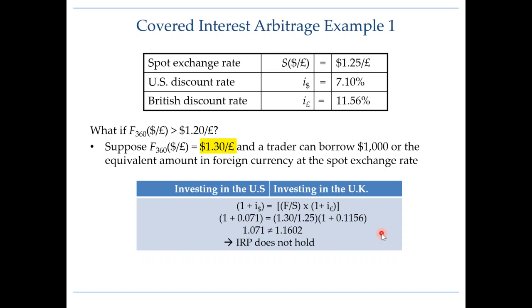So the next step is then going to be where we should borrow and where we should invest in order to take advantage of the fact that interest rate parity is not holding. So we said before we want to borrow where the number is lower and invest where it's higher. So in other words, we want to borrow where the funds are cheaper, and invest where the proceeds will be higher. So this tells us that we will be borrowing in the US and we will be investing in the UK.